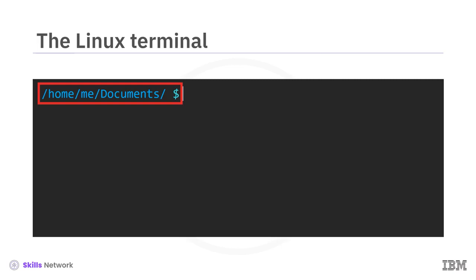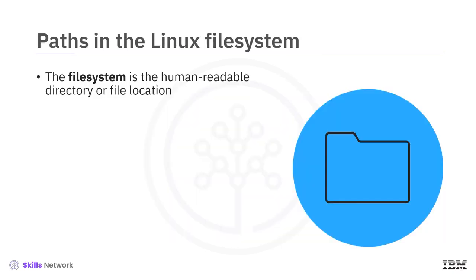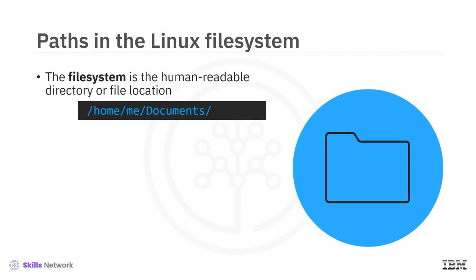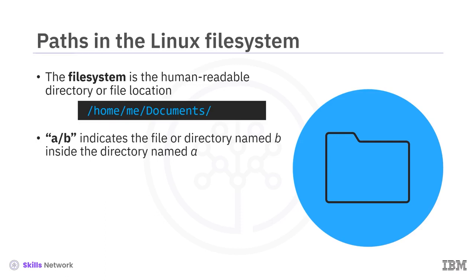Not all terminals display the full location or path of your current directory, so some will just display Documents here. The path is the human-readable location of a directory or file in the Linux file system. The A/B structure indicates that the file or directory named B is located inside the directory named A.